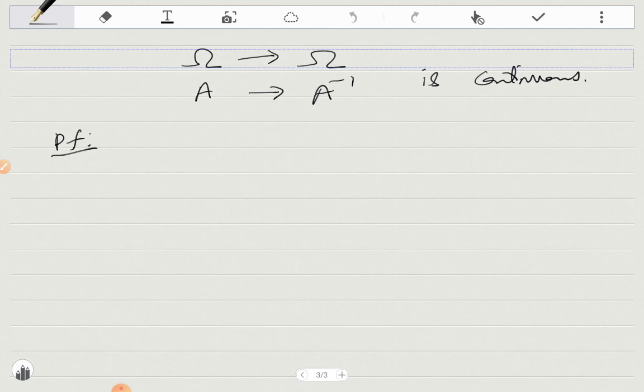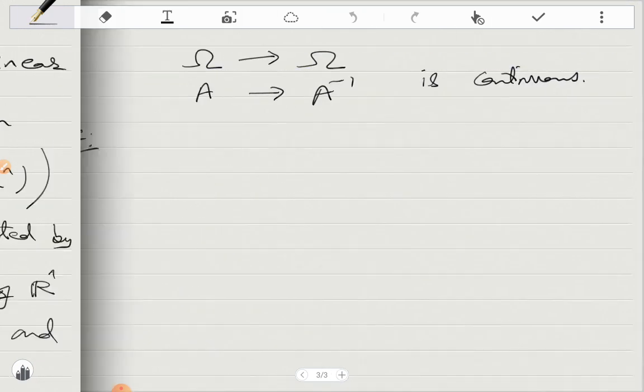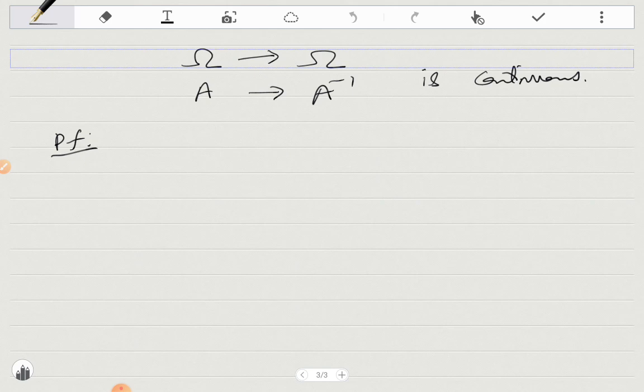Here's a more useful approach, and moreover, the advantage is that we are not just talking about openness. We are giving a ball of a specific size. If A is a point inside omega, we are saying that anything whose distance from A is less than this very specific quantity is also in omega. So this is quite useful. It's not just that it is open. We know balls of specific sizes are contained in it.